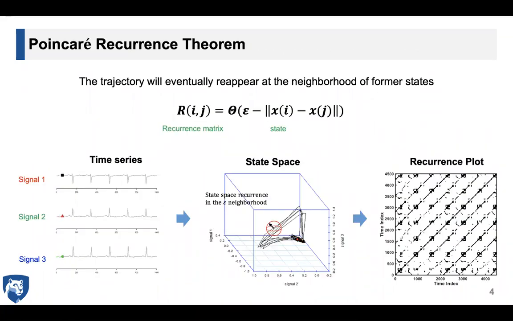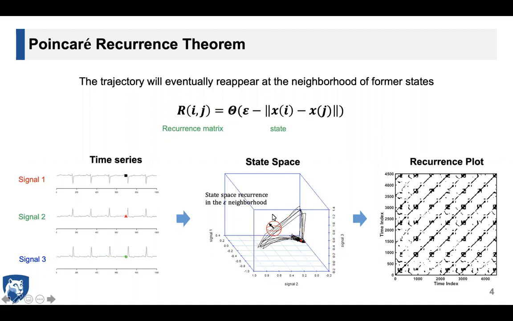Before going into the detail, I want to first introduce the recurrence theorem. Recurrence is about something happening and happening again, which is exactly like our heartbeat. Our heartbeat cycle repeats again and again. Here we have 3 different VCG signals, X, Y, Z, from those 3 orthogonal directions, and we first embed them into the space. We can see there is a space trajectory here.